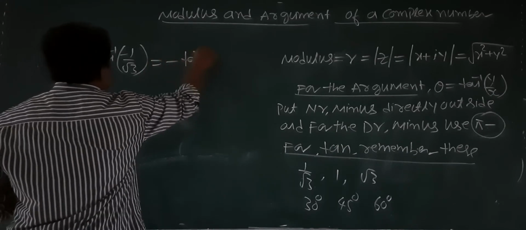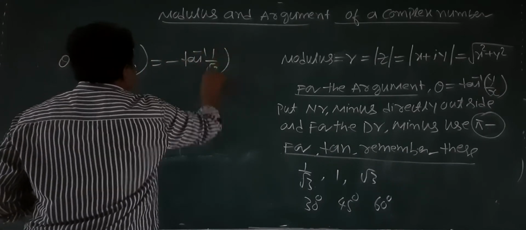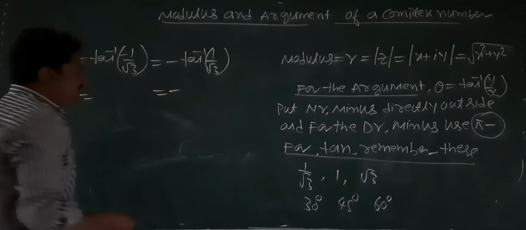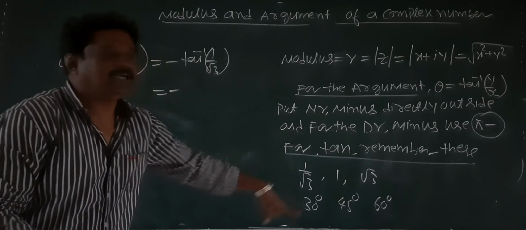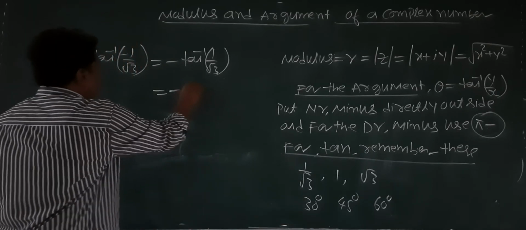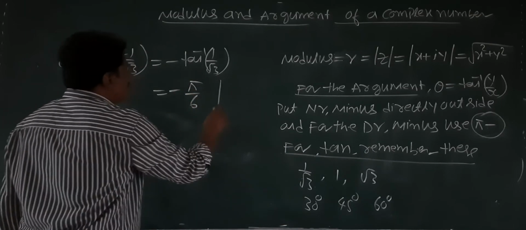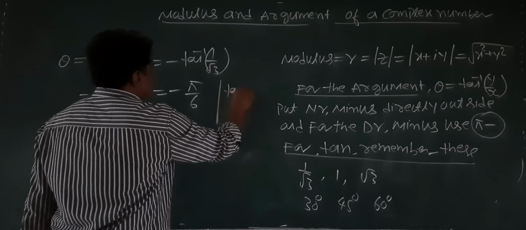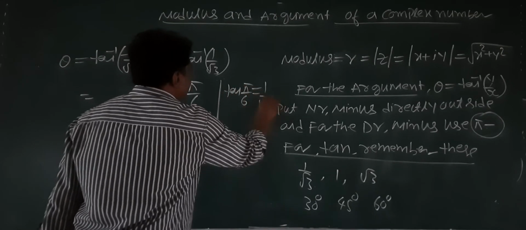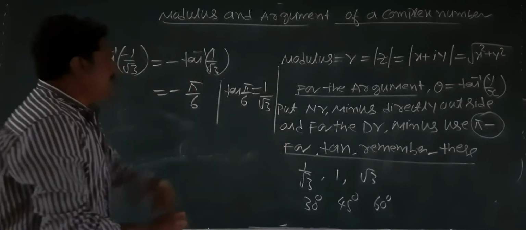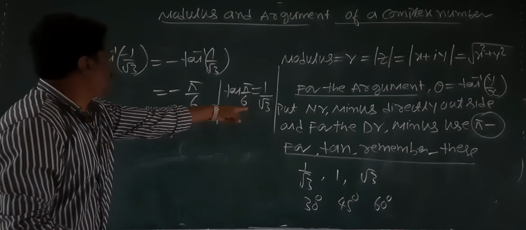Minus tan inverse 1 by root 3. So minus 1 by root 3. 1 by root 3 is related to 30 degrees, that is pi by 6, because tan pi by 6 is equal to 1 by root 3. Tan pi by 6 means 1 by root 3.